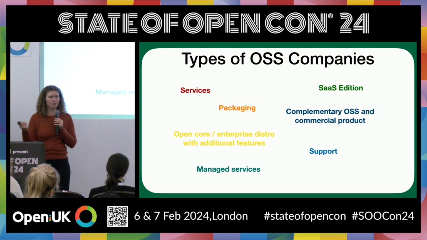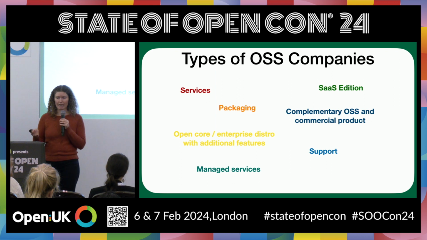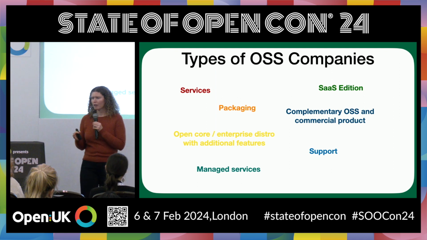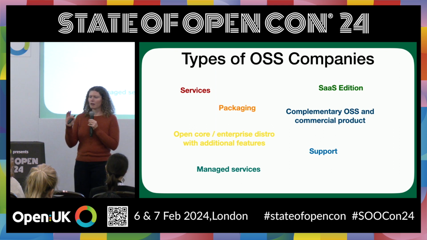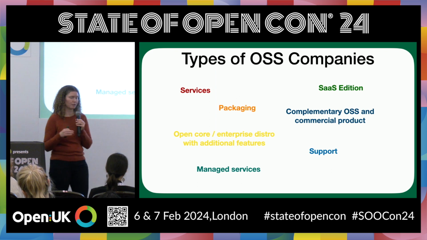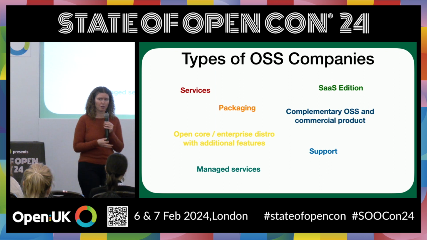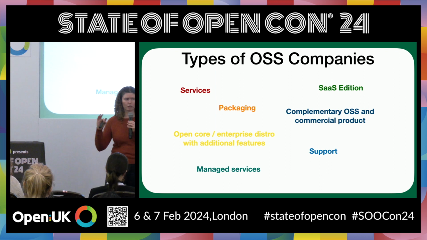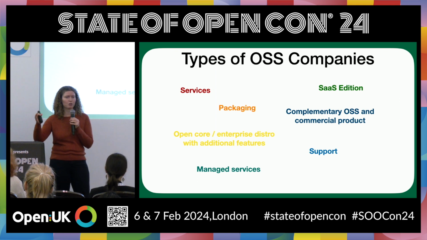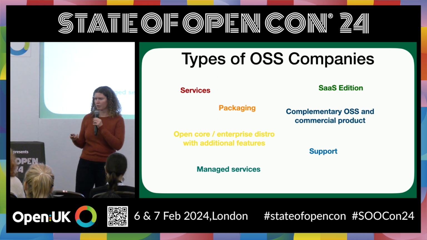There's also open source companies that have a cloud product or a SaaS product that package together and manage the open source projects. You can have an enterprise distribution of some kind that your customers are going to run on-prem. You can have a complementary open source and commercial product. I think that's actually really interesting, where you have an open source project that delivers outcome X, and you have a commercial product that delivers outcome Y, and they're complementary. So all of your commercial customers are also open source users. I think that that's a model that's really interesting, personally.